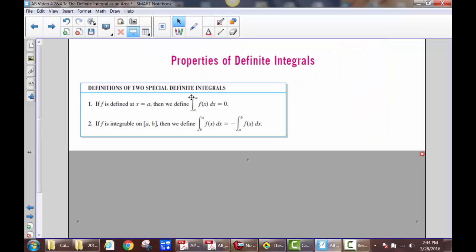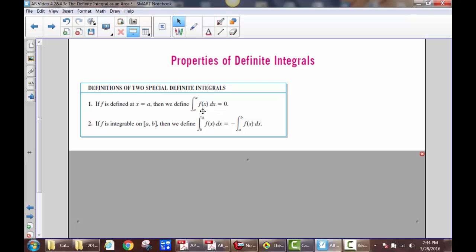These are properties of definite integrals. I think they're going to be kind of self-explanatory now that you have a good idea of the first fundamental theorem of calculus and area. If the function is defined at x equals a, then the integral from a to a of f of x dx is 0. Well, no kidding, Sherlock.